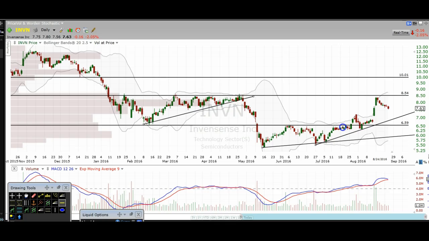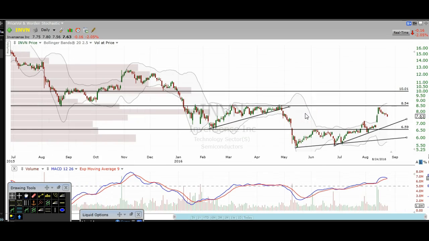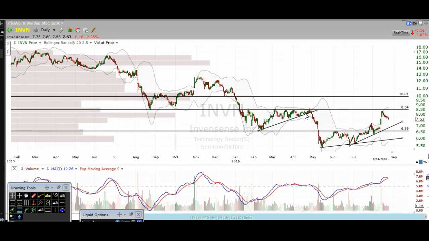So biggest support I'm seeing is right around 660. You can see it was resistance, resistance, lots of candles fighting against that level right there. So those are the 3 main things I'm seeing: resistance at 850, and then support is this trend line, as well as the horizontal support down here at about 660. Yeah, and that's basically all I got on INVN.